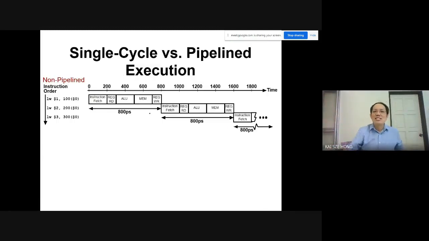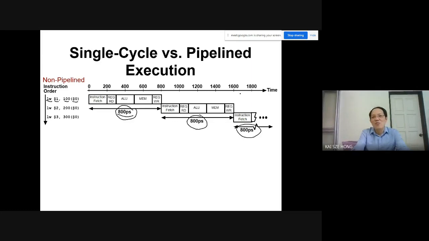So what is a single cycle versus a pipeline execution? For example, let's say you have a single cycle. You will need 800 picoseconds to do all the 5 micro instructions. So you see, these are load word, register 1, 100, register 0. Later, I will show you the MIPS. So this is a real MIPS micro instruction, assembly language. So you need 800 picoseconds for each instruction.